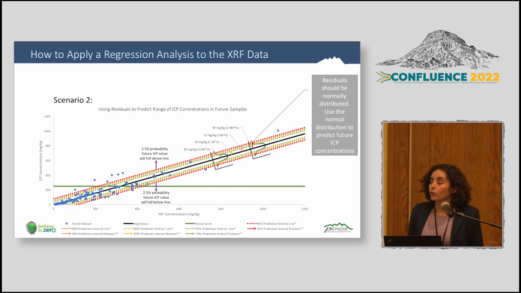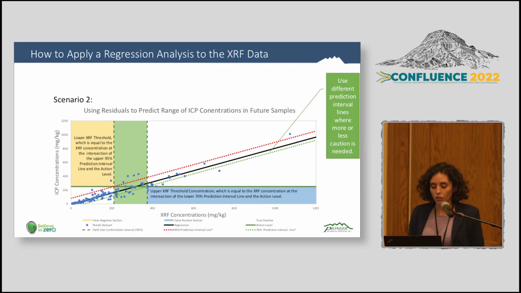If you were to show this on a graph, then your XRF concentration confirmation interval would be the intersection between your upper and lower prediction interval lines, depending on the confidence that you want to set in preventing false negatives and false positives.